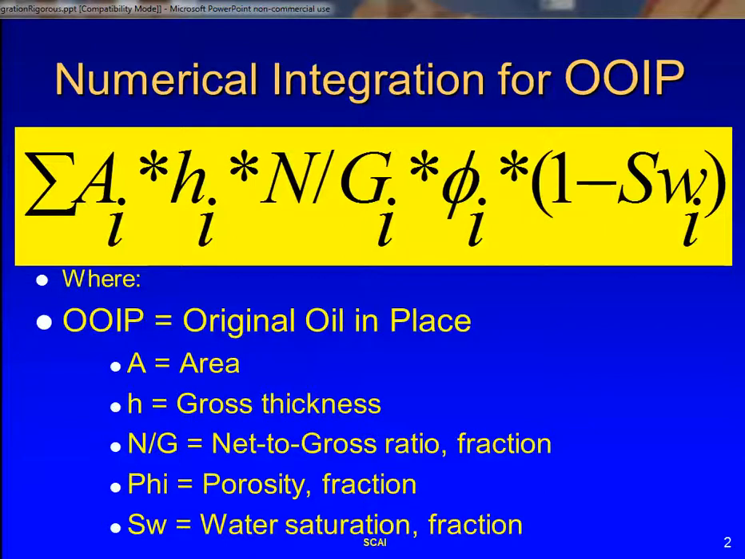Interpolation or extrapolation is the mathematical process of making estimates. This process is used in contouring and in integration, since both require estimating values for original oil in place at locations where it is not known.